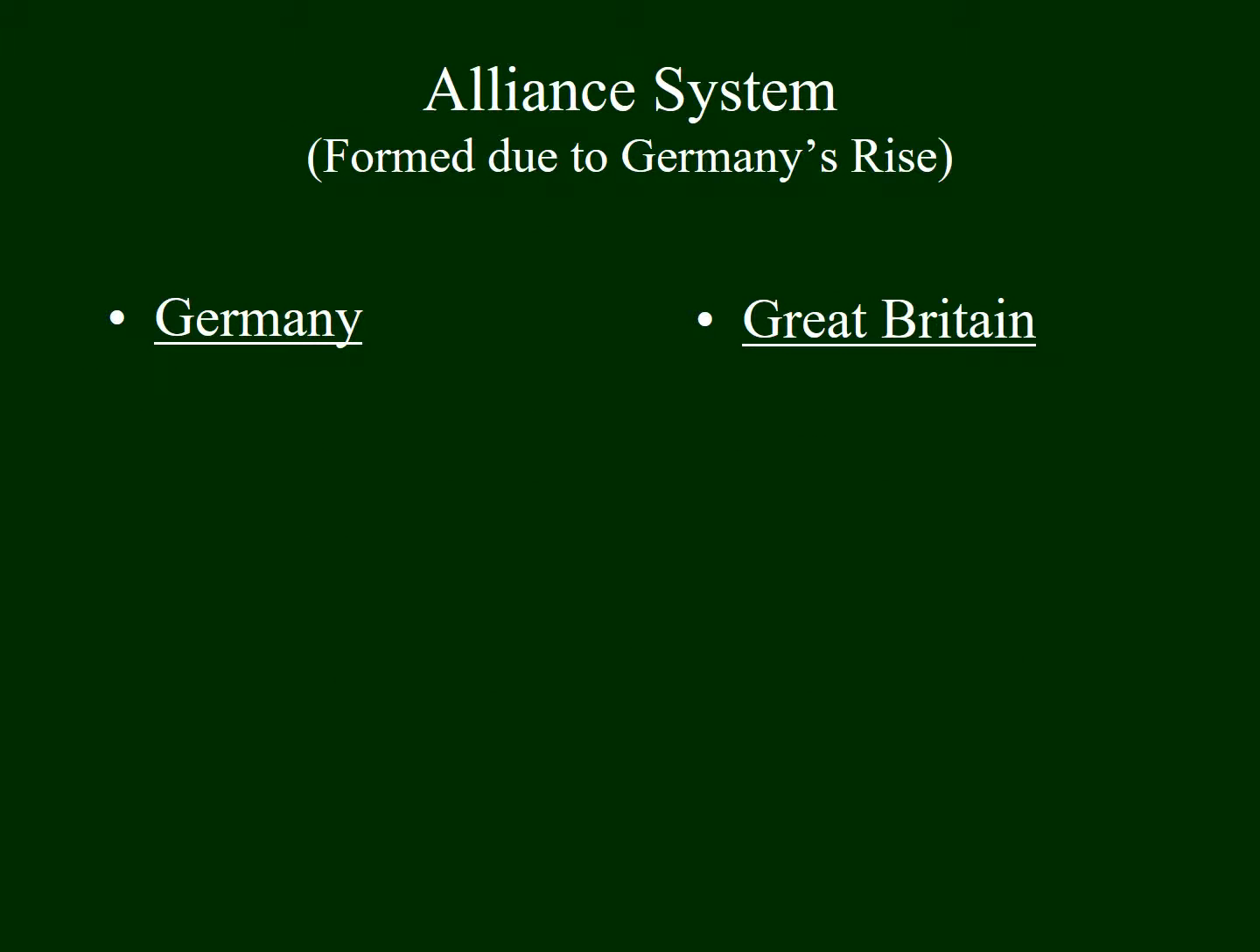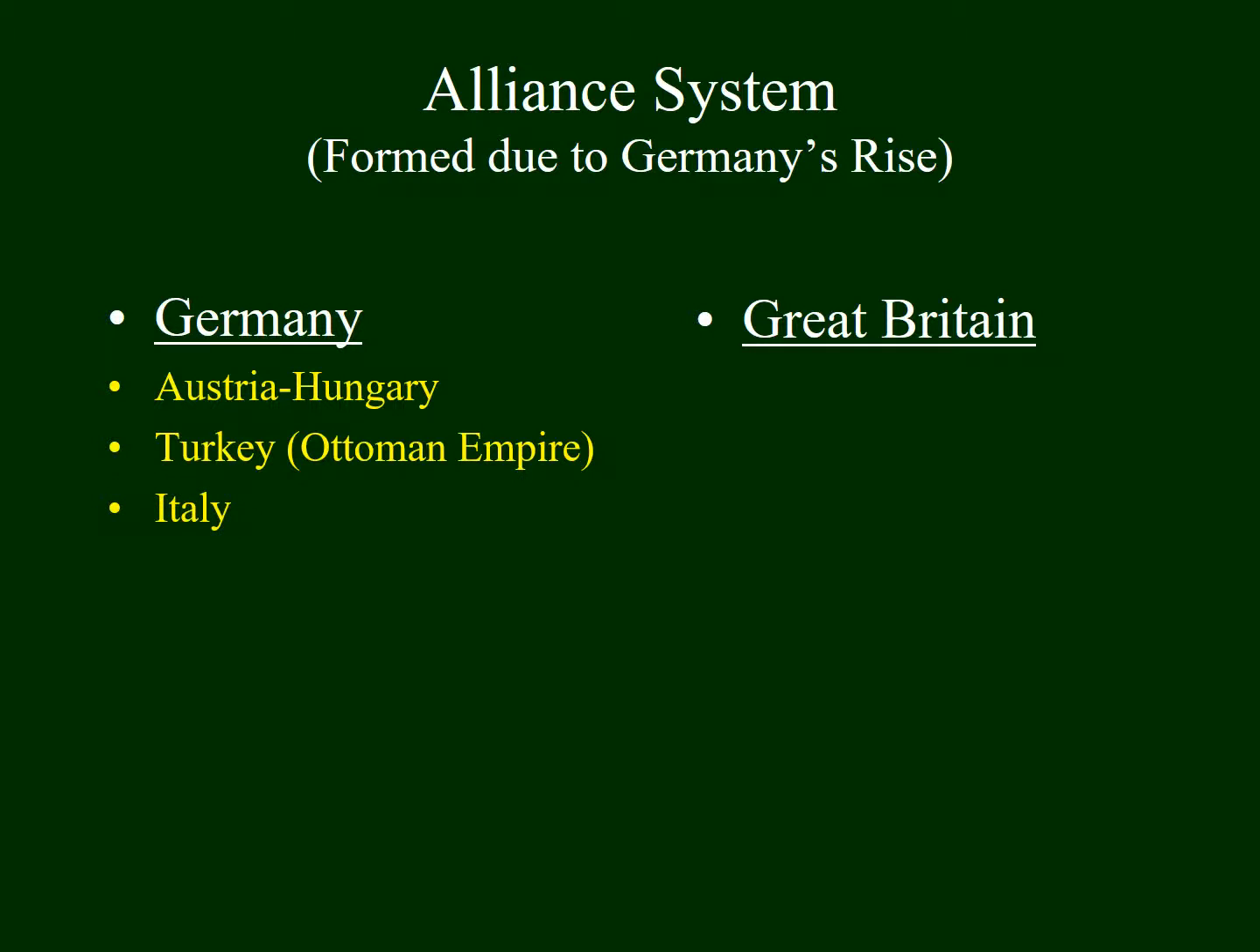Due to the rise, particularly of Germany, an alliance system evolved in Europe. On the one hand, Germany led one set of allies. These included Austria-Hungary, Turkey, and Italy. The British led the other system. Their main allies were the French, Russians, and Serbs.